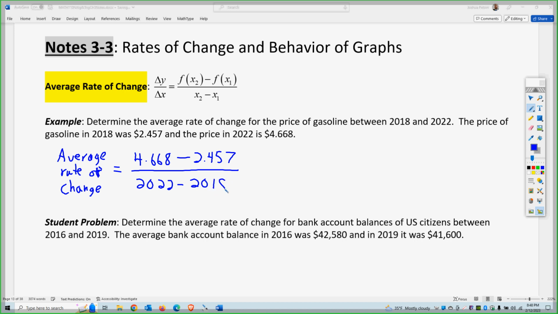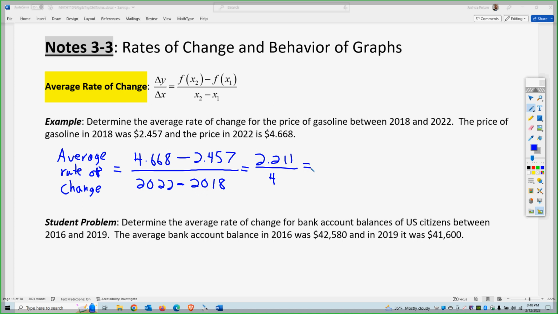So what you want to do in these type of problems is current minus past. And what we mean by current is the most current. Otherwise, they give the opposite value on the top and bottom, which will cancel anyways, give the same answer. But okay, so 4.668 minus 2.457, that's going to give us what? 2.211. And then 2022 minus 2018 is a difference of 4 years.